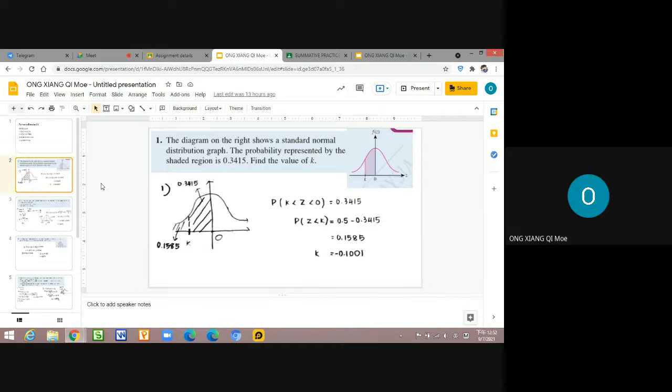The diagram on the right shows a standard normal distribution graph. The probability represented by the shaded region is 0.3415. Find the value of k.